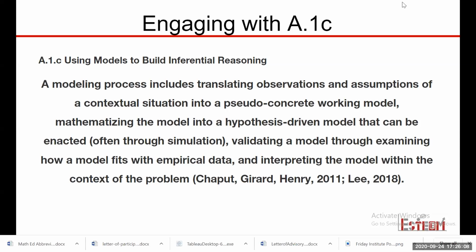And I have this quote here to kind of get us started: the process of modeling is really this translation process of understanding the assumptions of a contextual situation and coming up with a way to mathematize it and coming up with a working model. And a model, in this case for statistics, can be enacted through a simulation. And then being able to validate that through how empirical data might fit with what you were expecting.